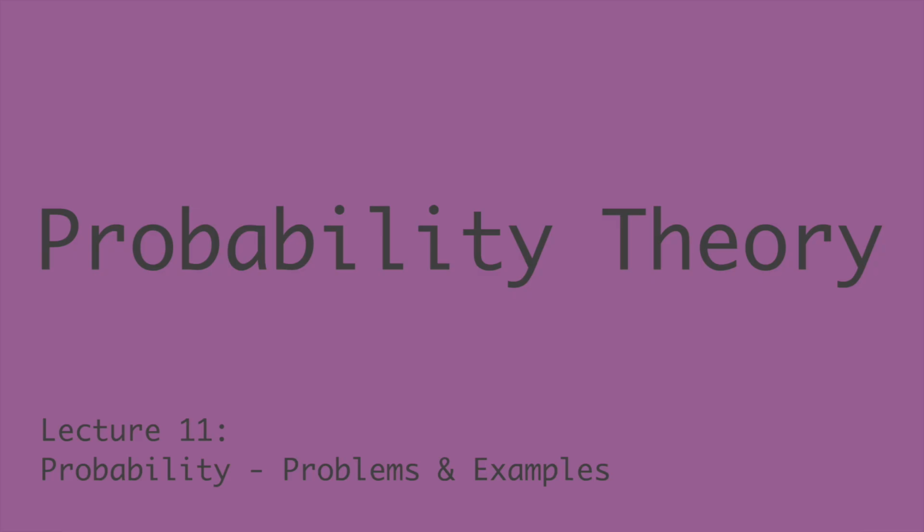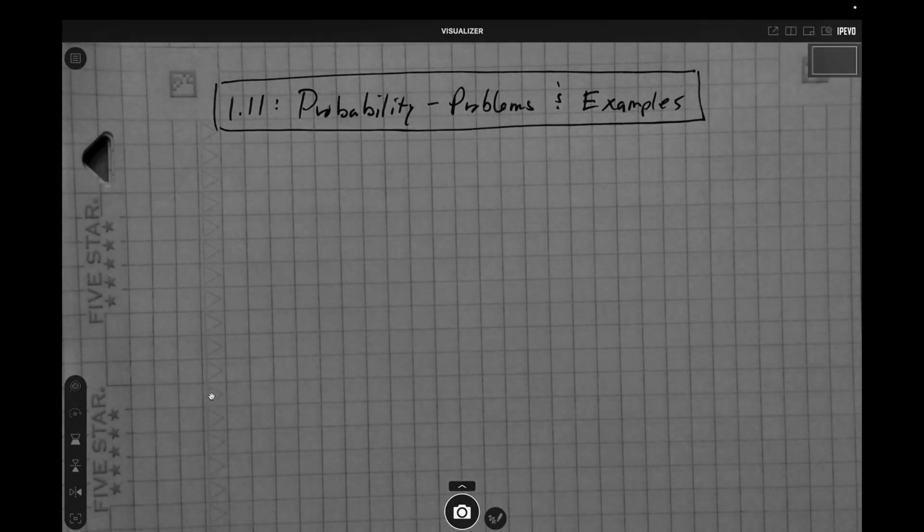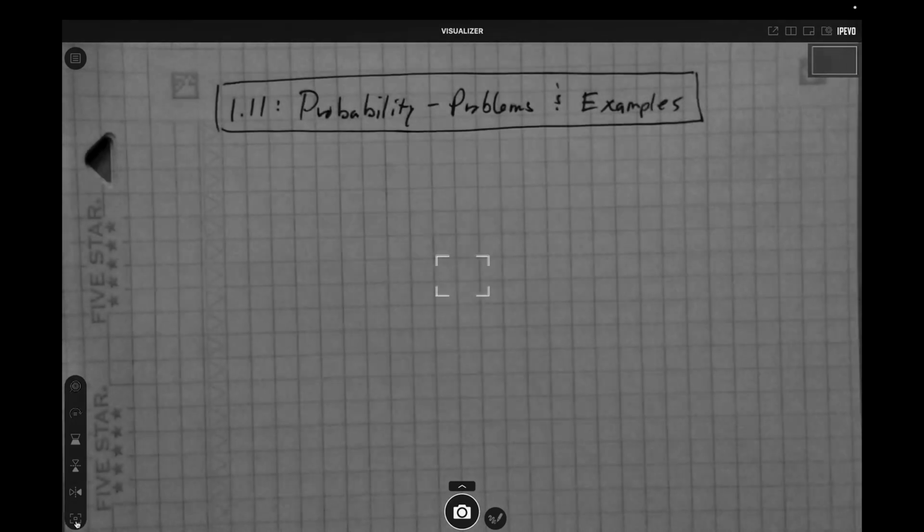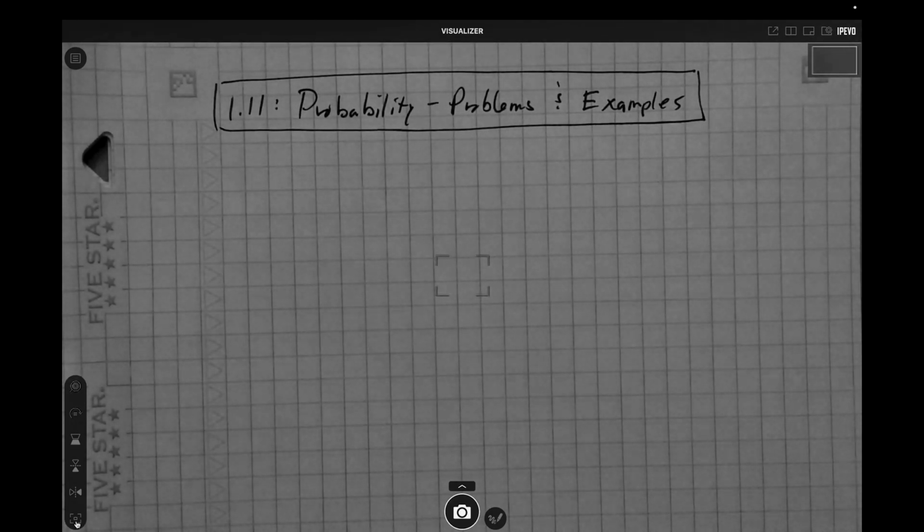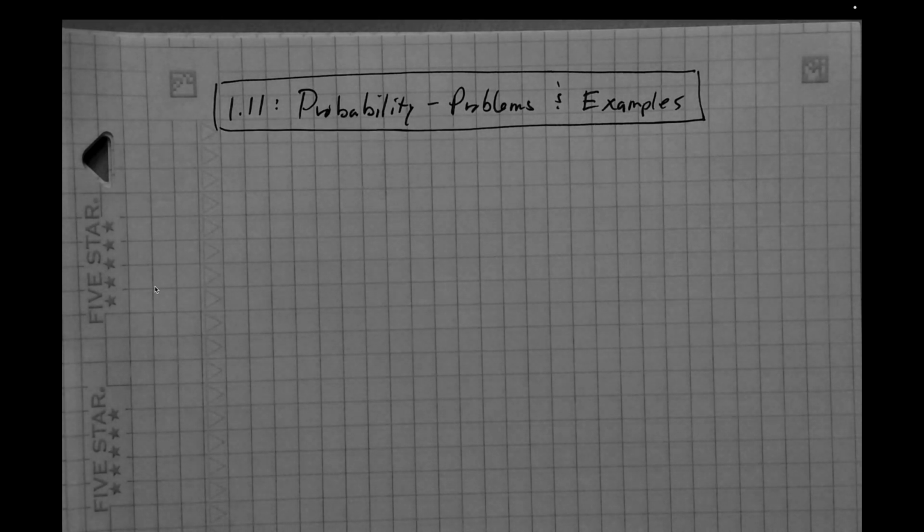This will be lecture 11 of the course. In this section, we are going to do some problems and examples that span the material covered thus far, so basic probability. Let's jump into it. We'll call this section 1.11, Probability, Problems, and Examples. Okay, let's get started.